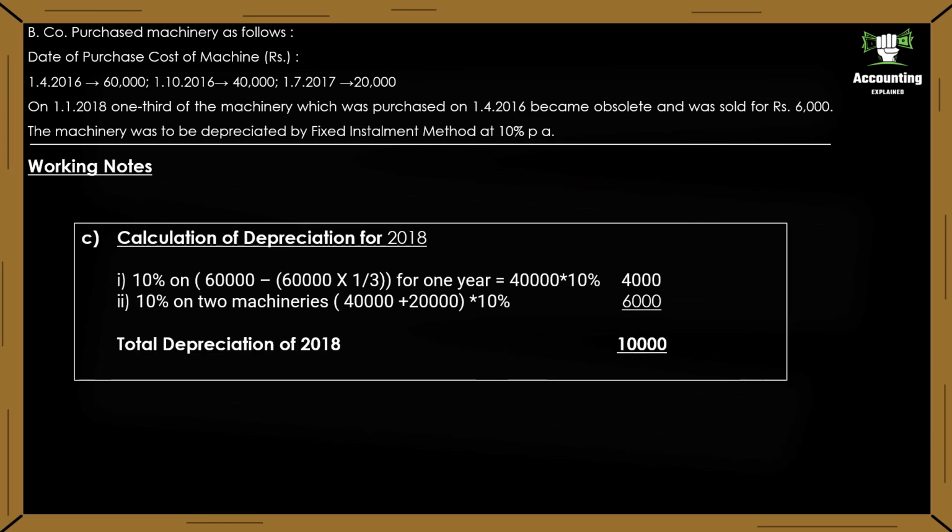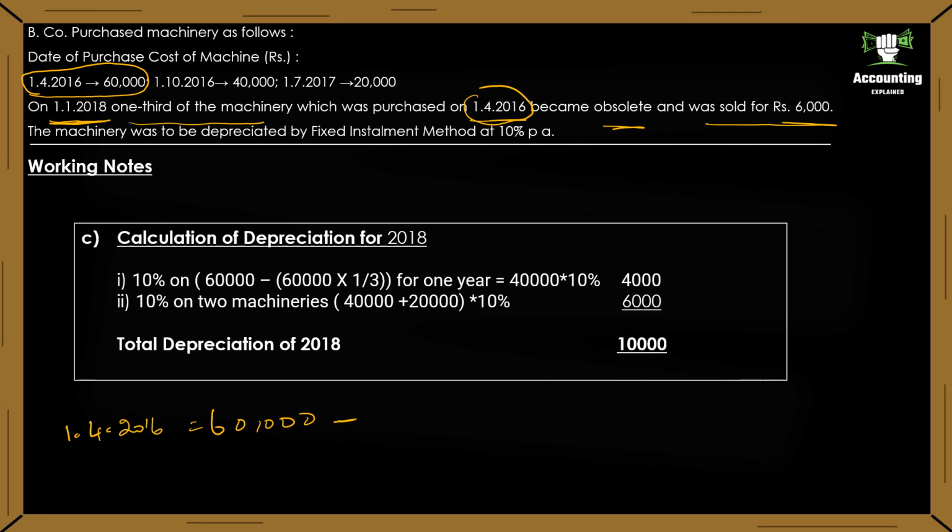Next we are going to calculate depreciation for 2018. See, on 1/1/2018, the starting of the year, one third of the machinery which was purchased on 1/4/2016 became obsolete and was sold for 6,000. Which was bought on 1/4/2016. What is the value of the machinery which was bought on 1/4/2016? It is 60,000 rupees. So on 1/4/2016 the value of the machinery is 60,000. On that, one third of the machinery was sold.